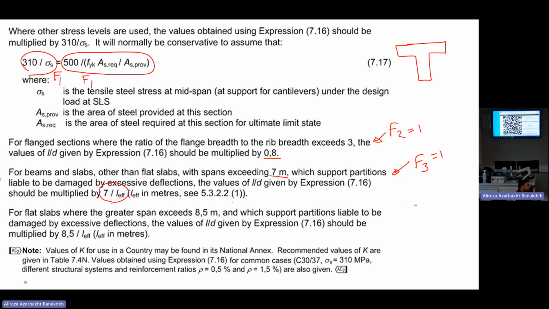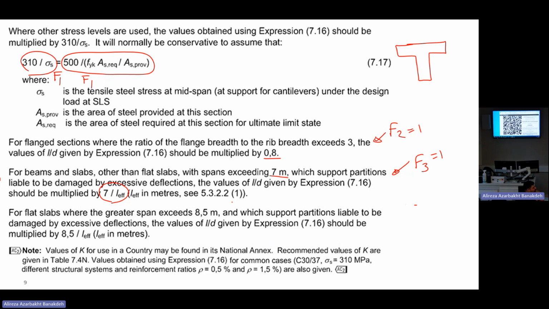What is our L effective? L effective is the length of the beam minus the two supports. From the support to support, the edge of those supports. You know, if it's on a wall or column, from the edge of this support to the edge of that support, not from axis to axis.